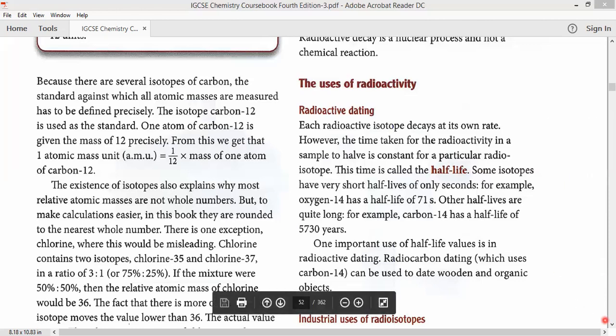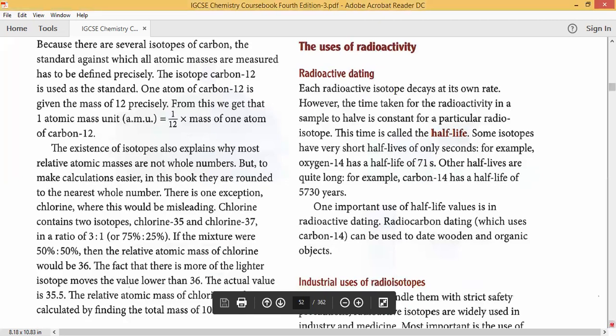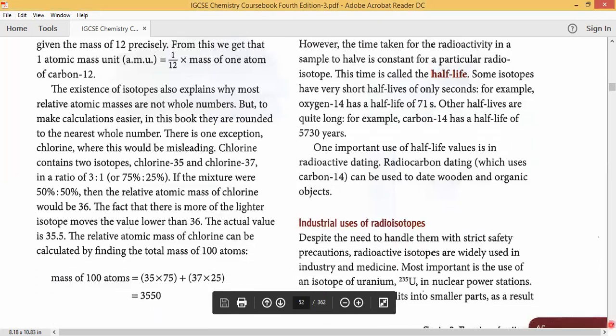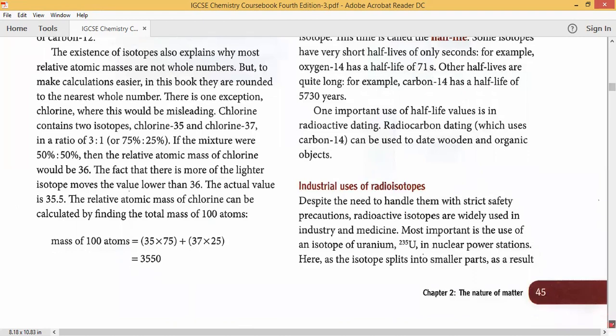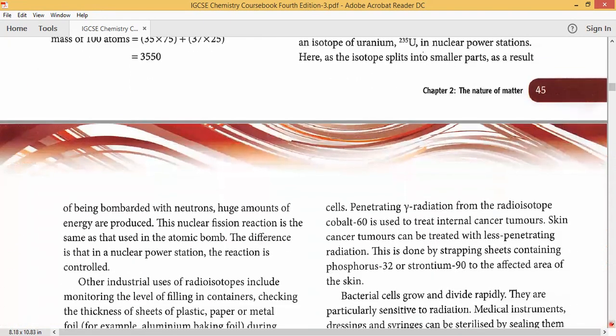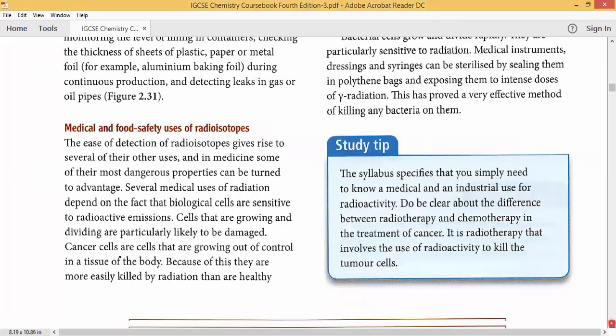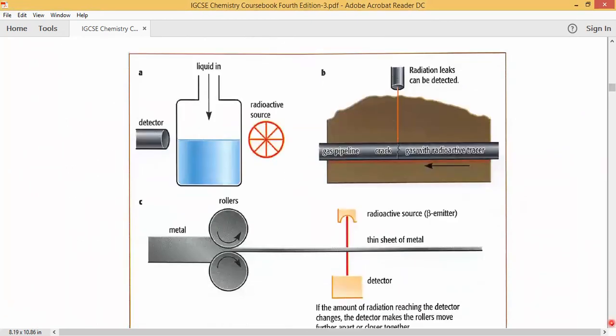Moving on. What we do in the radioactivity topic, according to our course, is we need to come up with their industrial usage and medical usage. There are a few industrial usages which are better explained on the next page, page number 46, in terms of diagrams. Let's go through those.